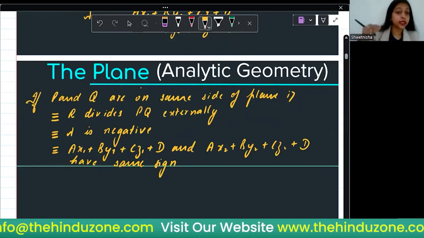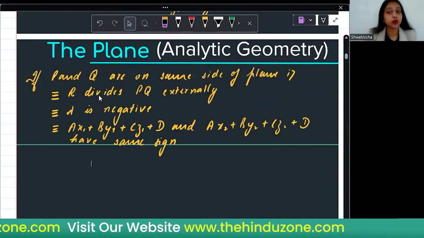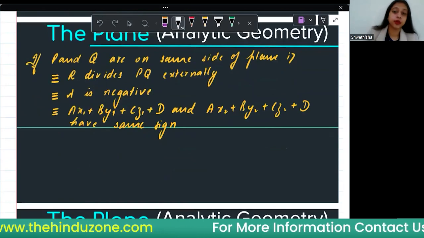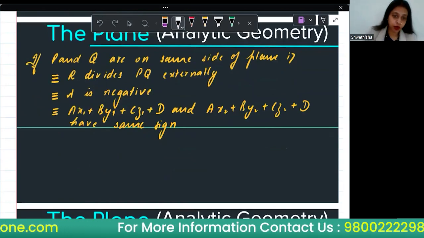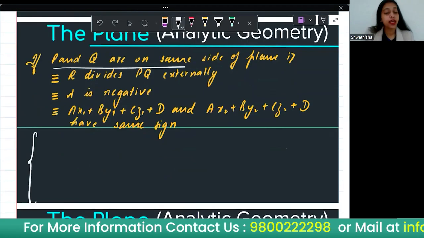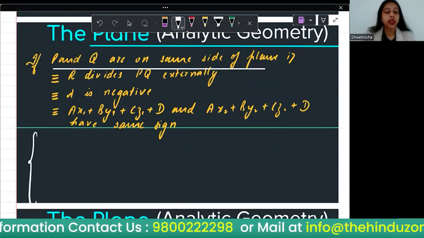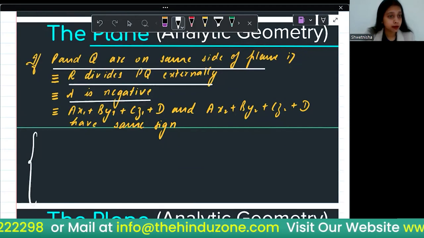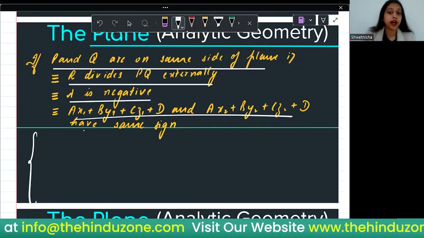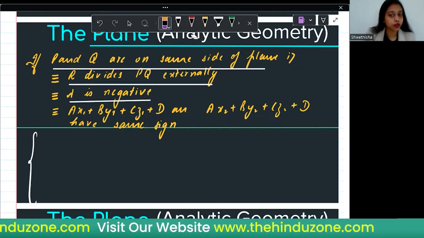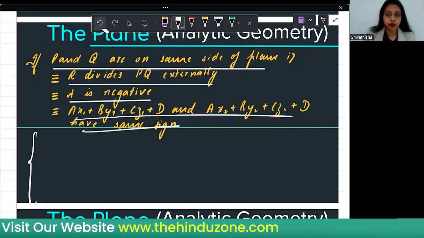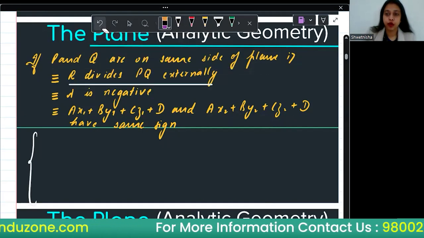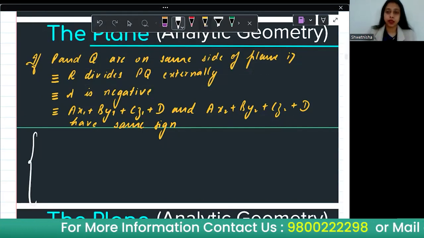And you can write equivalent statements for P and Q being on the opposite side of the plane. In that situation, what will happen? You will write the same four lines. For P and Q on the opposite side of the plane, it implies R divides PQ internally, implies lambda is positive, implies they will have different, opposite signs. So this is about the position of a point with respect to a plane.